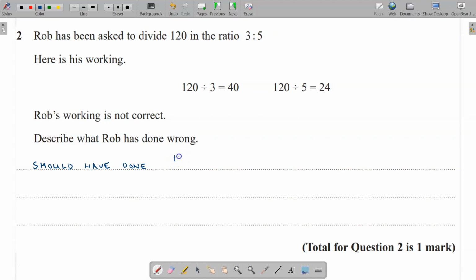He should have done 120, okay, and he should have divided it by 8, which came from 3 plus 5, okay, and 120 divided by 8 would have given 15, and then he would have had 3 times 15 is 45, and 5 times 15, that's the other side of the ratio, would be 75. Okay, so what he should have ended up with was 45 to 75.